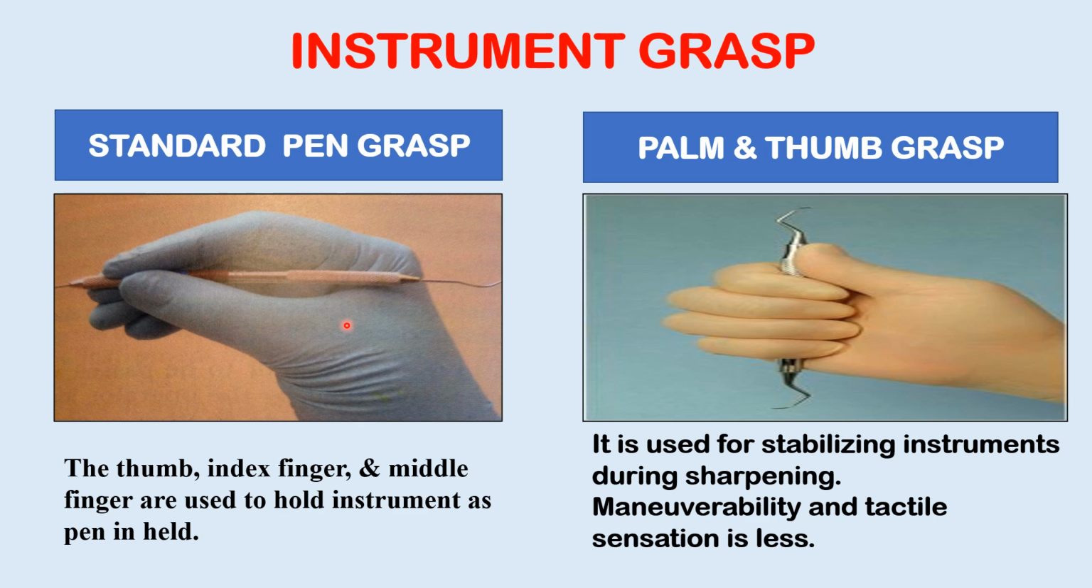Coming to the instrument grasps, the first one is the standard pen grasp. In this, the instrument is held like a pen by using the thumb, index finger, and the middle finger. Second one is the palm and thumb grasp. In this, we can see that the thumb is used along with the four fingers with the help of the palm, and it is used to stabilize the instruments during sharpening procedures. But the only drawback with this is that there is less maneuverability and tactile sensation.